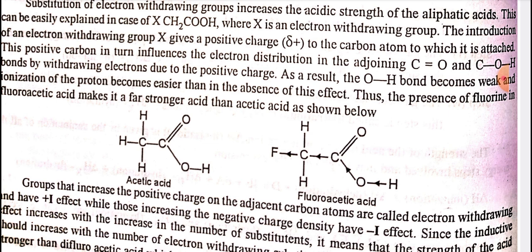electrons due to the positive charge. As a result, the OH bond becomes weak and ionization of the proton becomes easier than in the absence of this effect. Thus, the presence of fluorine in fluoroacetic acid makes it a far stronger acid than acetic acid, as shown below.